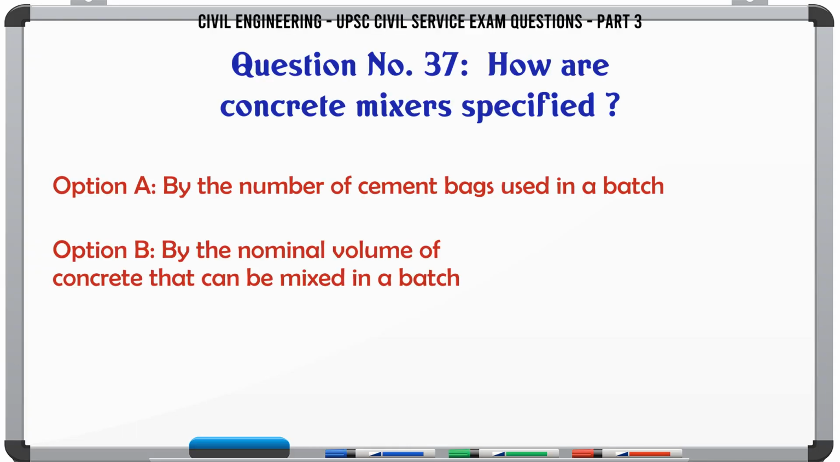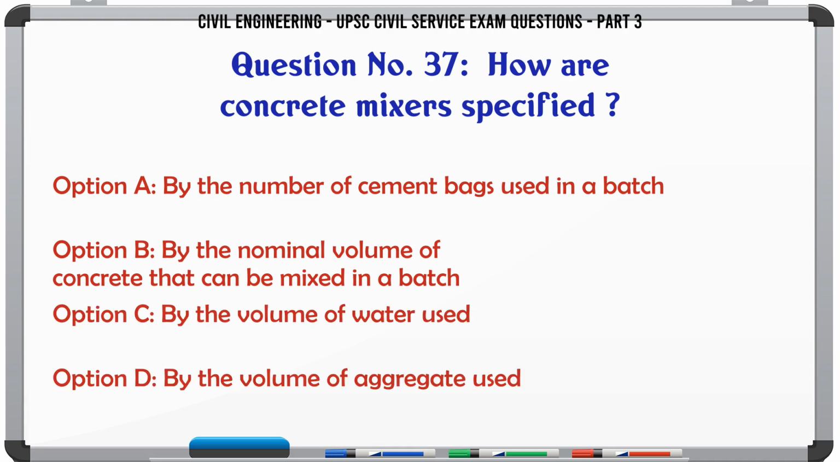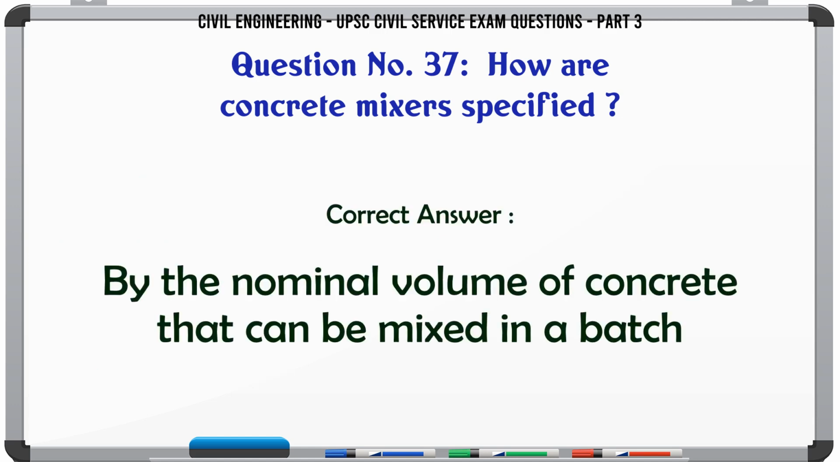How are concrete mixers specified? A. By the number of cement bags used in a batch. B. By the nominal volume of concrete that can be mixed in a batch. C. By the volume of water used. D. By the volume of aggregate used. The correct answer is by the nominal volume of concrete that can be mixed in a batch.